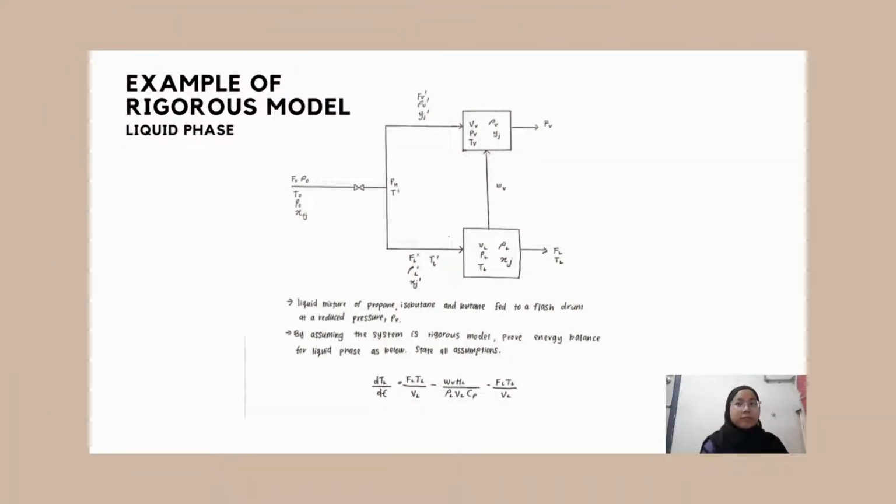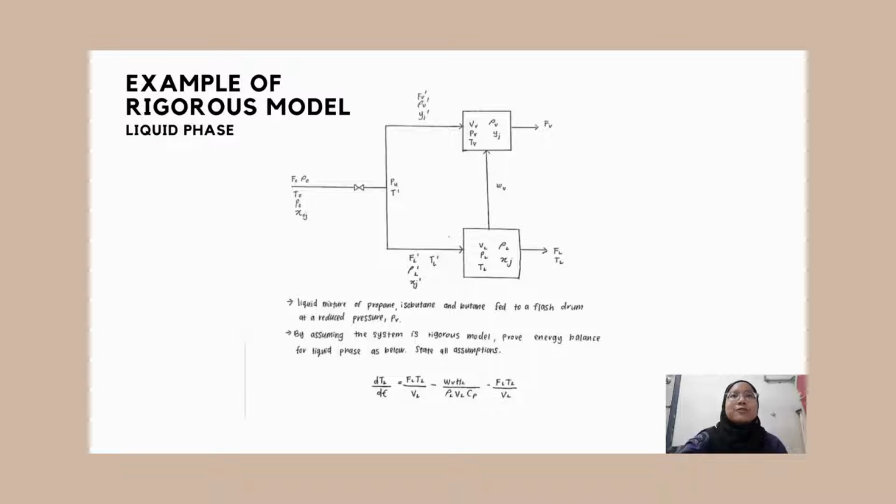Now I will explain one example of the rigorous model. As you can see here, the question is: a liquid mixture of propane, isobutane and butane is fed to a flash drum at a reduced pressure PV. By assuming the system is a rigorous model, prove the energy balance for the liquid phase as below, and also state all the assumptions.